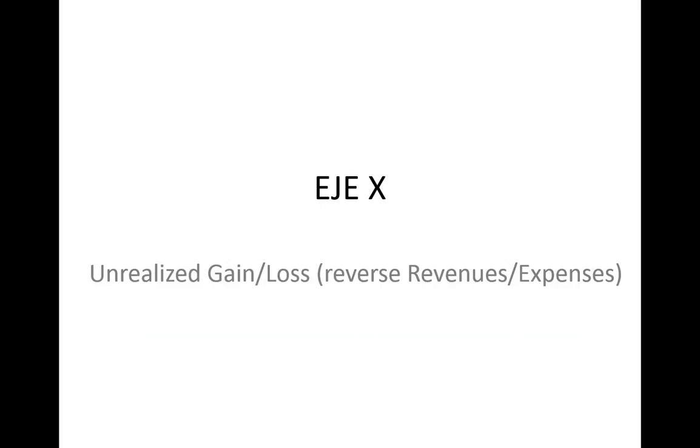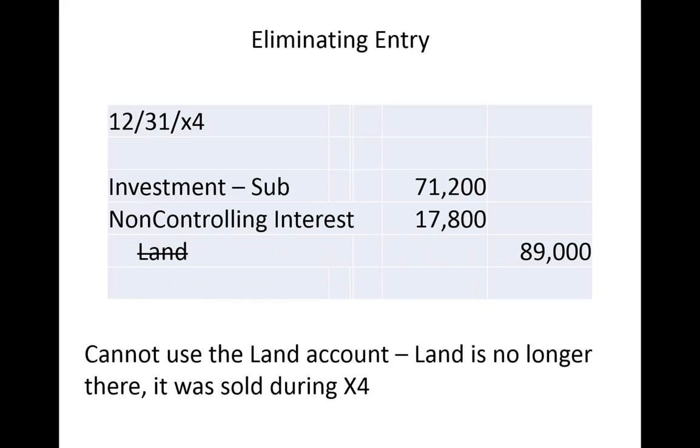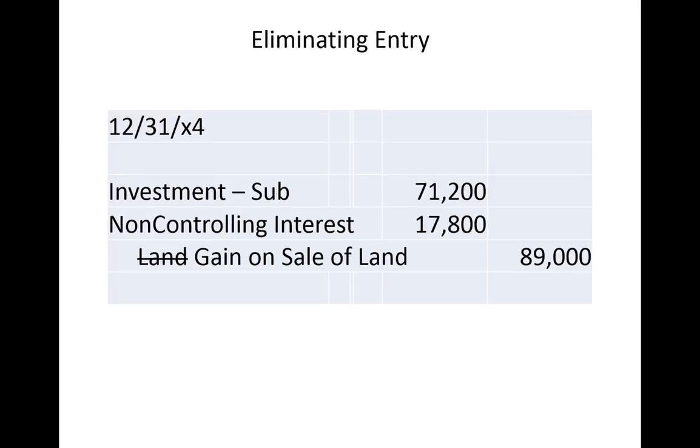But what we have to do is properly assign any deferred gain to the NCI and the parent. Now, this is the entry that we made in year 2 and 3 to bring the land to its correct value and to defer a portion of the gain. What we know is that the two debits can stay, but the land is no longer there. We have sold the land to some third party. So what we're going to do is rearrange or reclassify and remove the land and credit gain on sale of land, which will bring to income the full $89,000 that we had deferred in year 1. So if we clean that up, we'll get this.